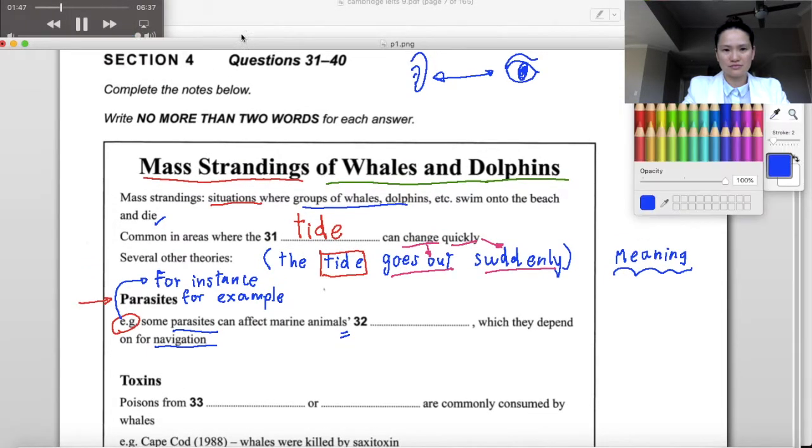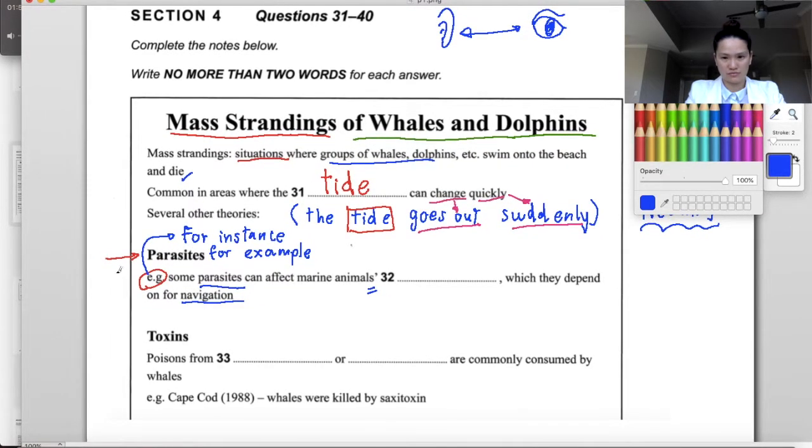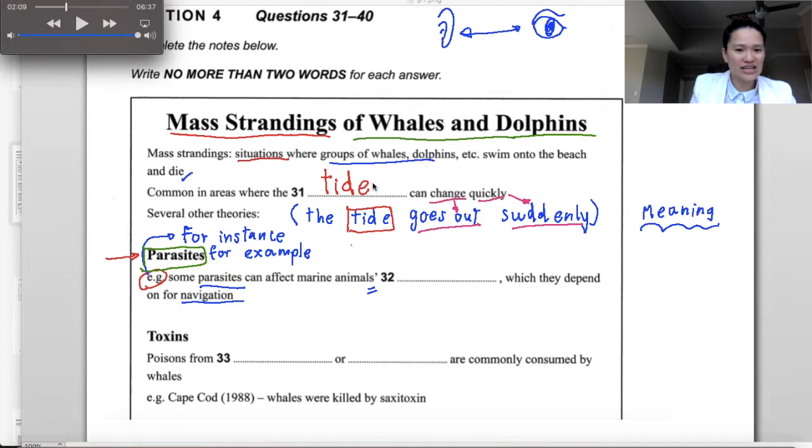However, there are many other theories about the causes of mass strandings. The first is that the behavior is linked to parasites. It's often found that stranded animals were infested with large numbers of parasites. For instance, a type of worm is commonly found in the ears of dead whales. Since marine animals rely heavily on their hearing to navigate.